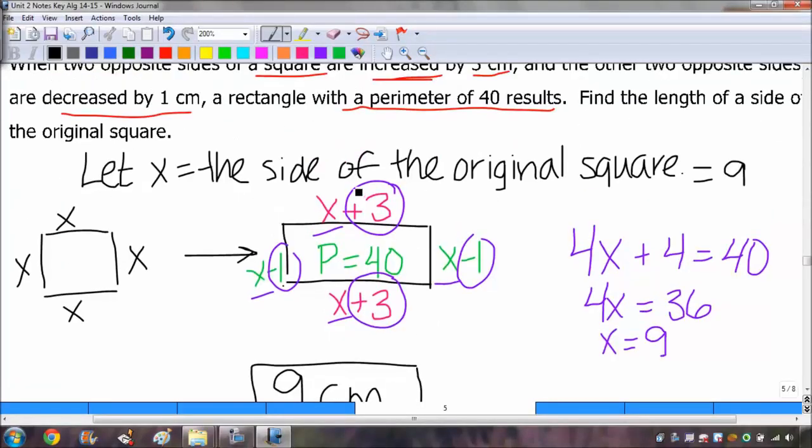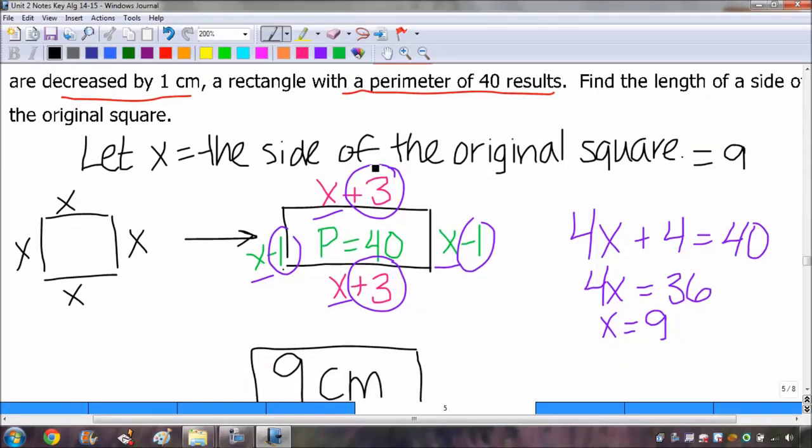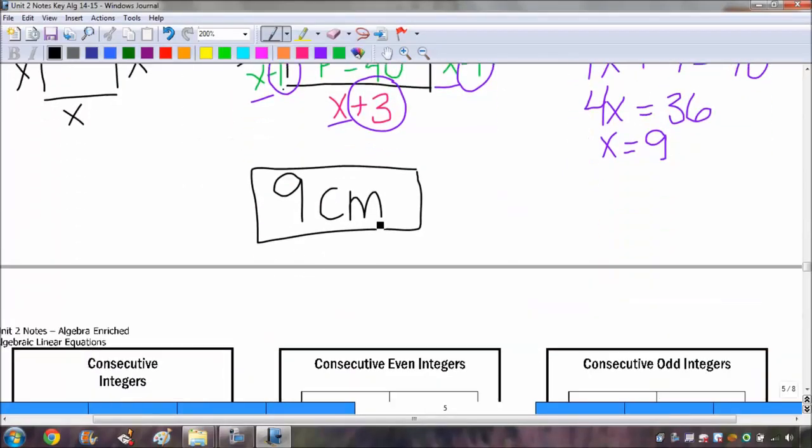So the new side of a square is going to be 3 more than 9, which is 12. So these two sides right here would be 12. And then the opposite sides are 1 less than the original side. So that means that this would be 8 and this would be 8. So 12 plus 8 is 20. Another 12 plus 8 is 20. Add them all together, you get 40. So the perimeter is 40, and it works.